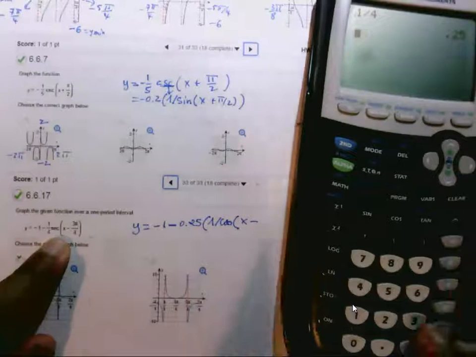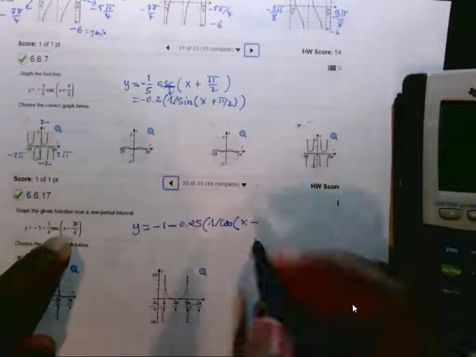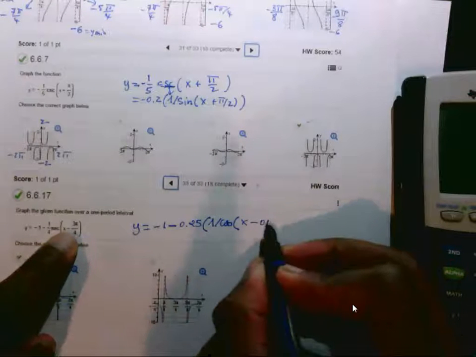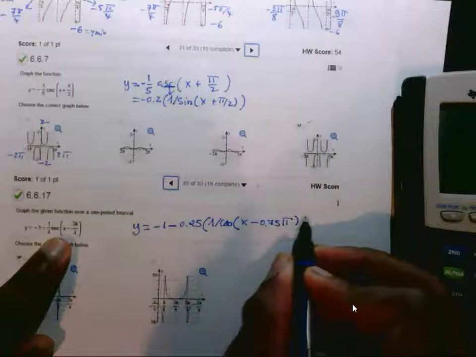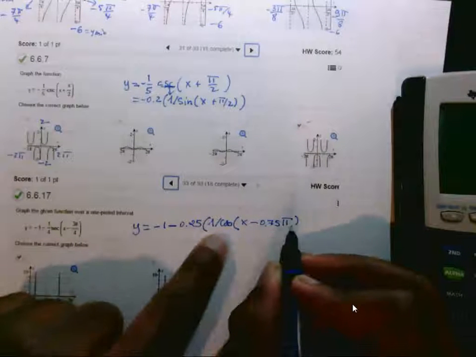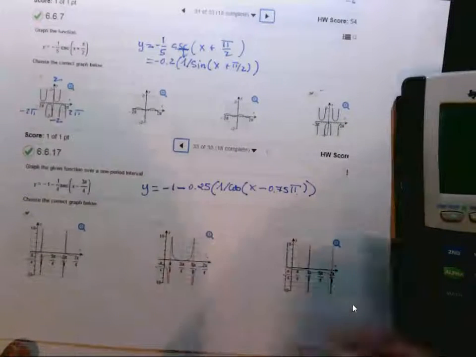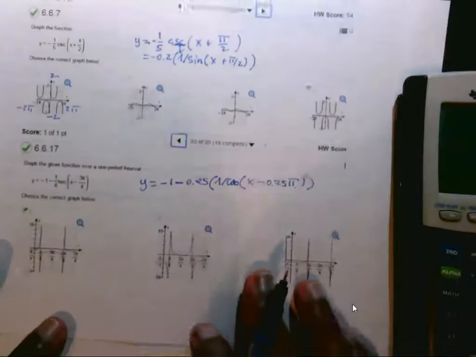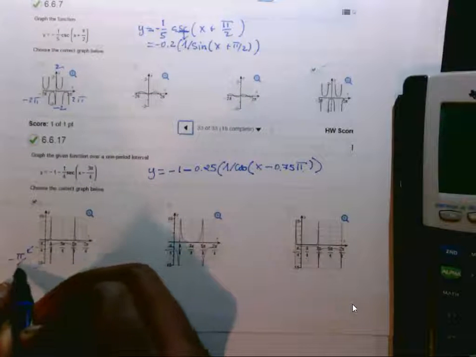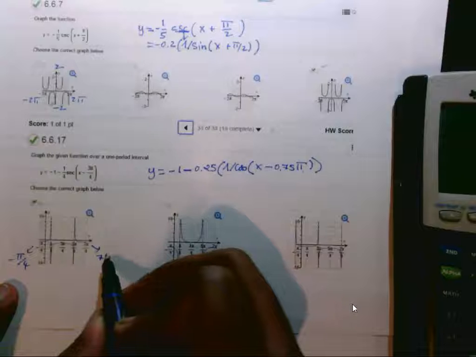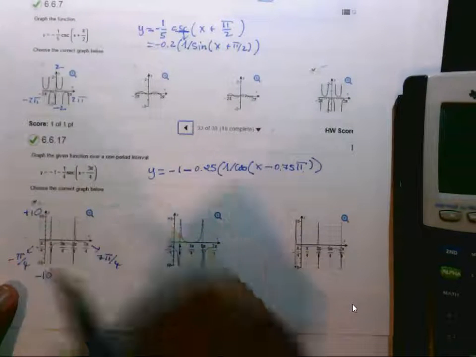What is 3 divided by 4? 0.75, right? So I rewrite 3/4 as 0.75, and I copy the pi that is in it. Close this first parenthesis of cosine, and then close the entire parenthesis, and that's what I need to enter in my calculator. And I look at the x min and x max. X min is negative pi divided by 4, x max is 7 pi divided by 4, y min is negative 10, y max is plus 10.